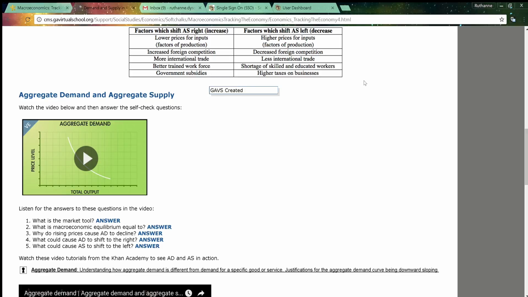So, yay. Factors that shift aggregate supply to the left, so again, decrease. Again, we're just going to flip it. So higher prices for inputs, so that means I have to spend more to get the same amount that I was getting before. Decreased foreign competition and less international trade. So again, we're slowing down that global business and that global economy, which is never a good thing. Shortage of skilled and educated workers, meaning that they're going to be less efficient, less productive. They're going to make more mistakes. They're just going to, in general, be more problematic and cost the company more in the long run.